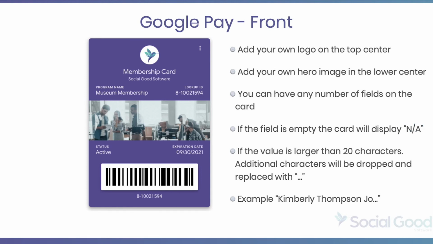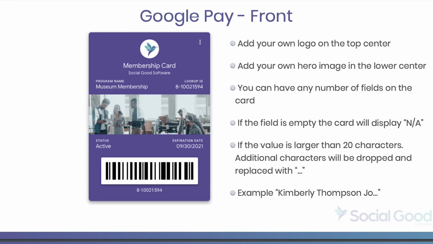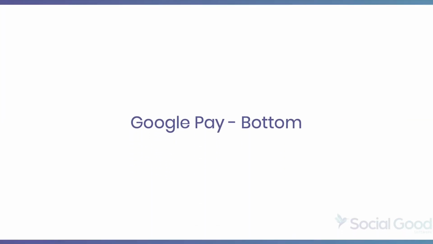If the value is larger than 20 characters, it will drop additional characters and do a little period like this. For example, Kimberly Thompson, with 3 periods at the end. And that is the Google Pay front option. So let's go ahead and take a look at the bottom section. Now, Google Pay doesn't have a back of the card. They have something called the bottom of the card. And that's what I want to show you here.